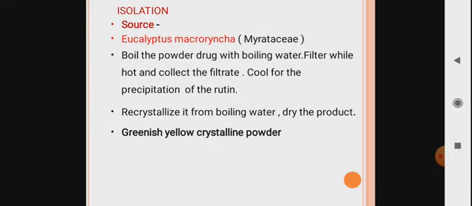Isolation: source Eucalyptus macrorhyncha, Myrtaceae family. Boil the powdered drug with boiling water, filter it and collect the filtrate. Cool for the precipitation of the rutin. Recrystallize it from boiling water and dry the product. You will get a greenish yellow crystalline powder.